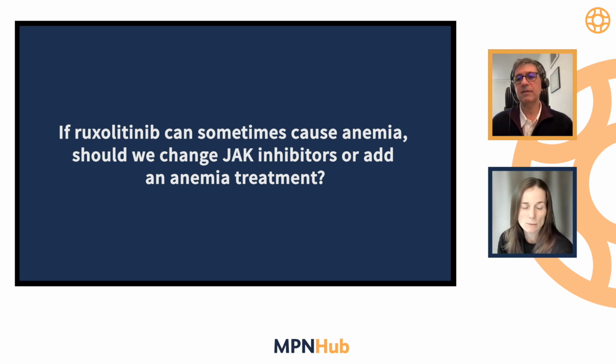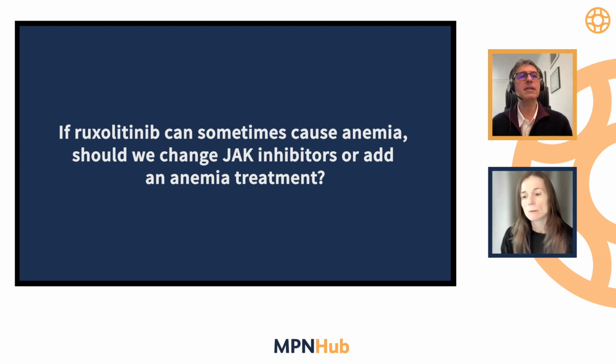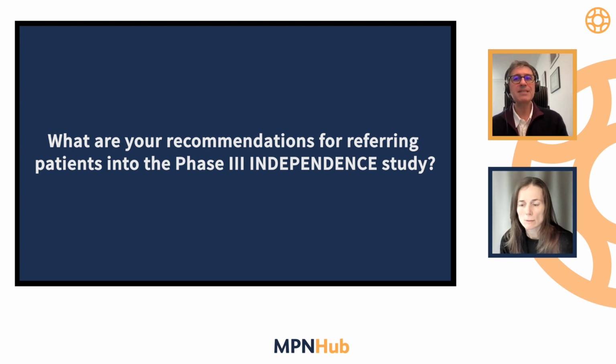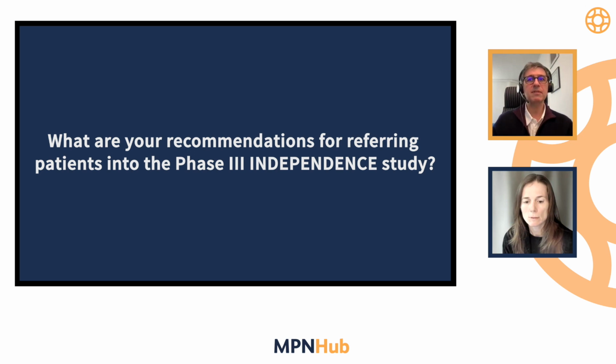I mean, we should either think to add on something because we have sometimes a good response besides anemia on other parameters, and it's important. You didn't mention, Angela, the ongoing phase 3 trial with luspatercept called Independence, and we have a question about that. What are your recommendations for referring patients for enrollment into the phase 3 Independence study, luspatercept versus placebo, in subjects with MPN-associated myelofibrosis?